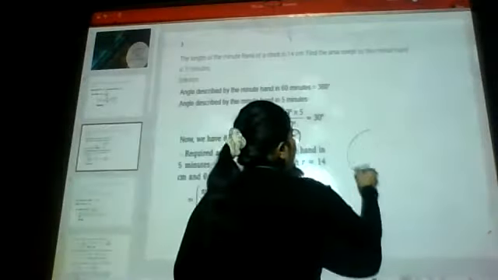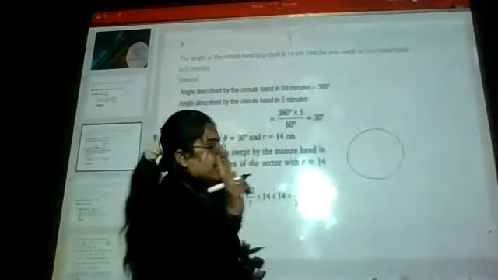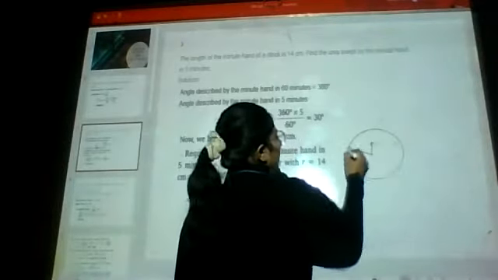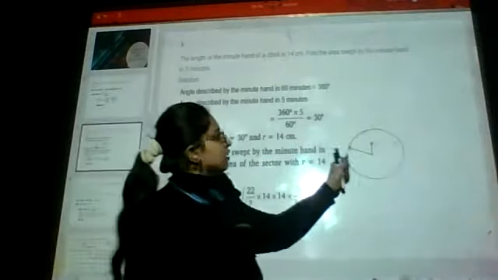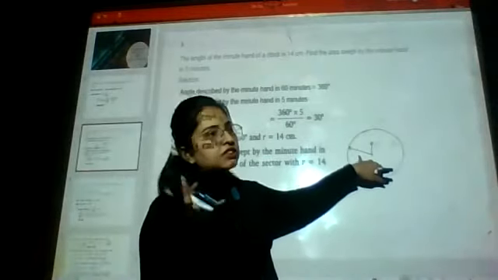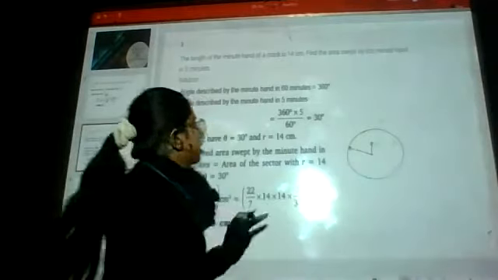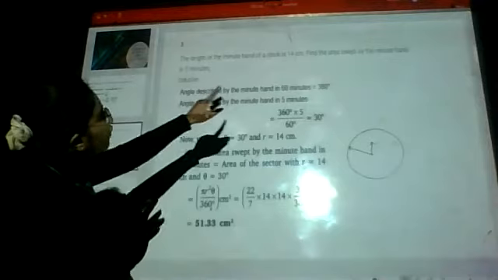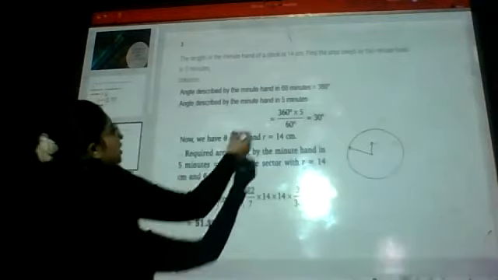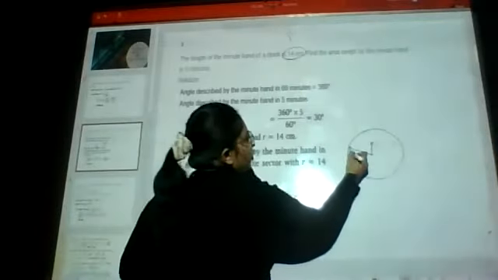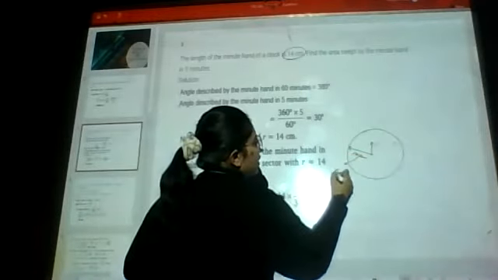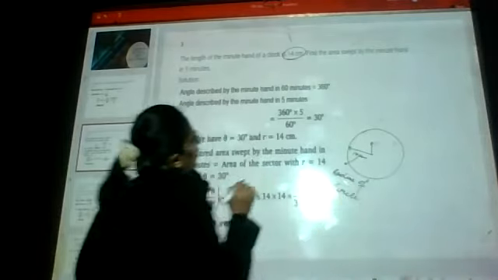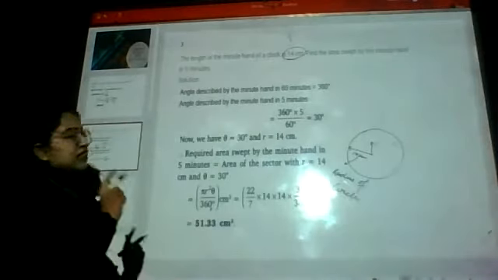Okay. What is minute hand, students? You know very well. Two hands are there in a clock. First one is the hour hand and the second one is the minute hand, right? Minute hand is mostly equal to the radius only, right? So you can see that the minute hand can be the radius of the circle. Okay, length of minute hand of clock is 14 centimeter. If the length of minute hand is 14, you can consider it as the radius of the circle.